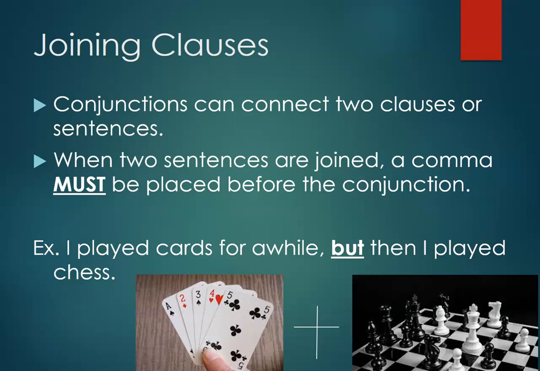But if we want to combine them, we can combine them using a conjunction. We have to combine them with a comma before the conjunction. In this case, with a comma and the word but.